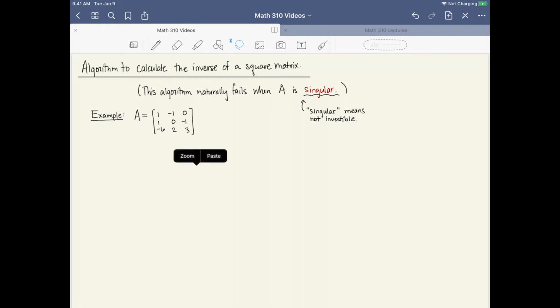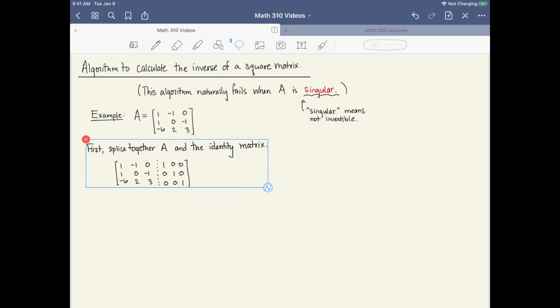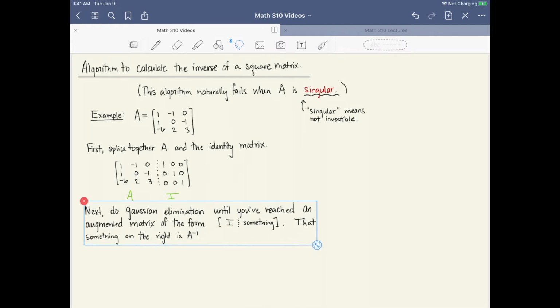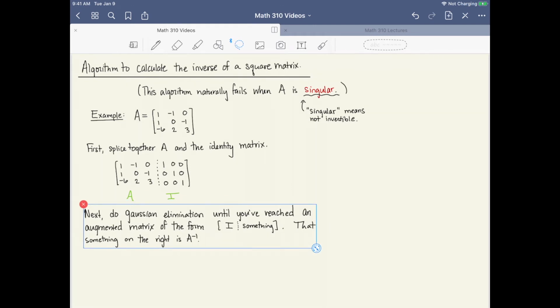And what I like to do is use a dashed line to keep the matrix A and the matrix I kind of separate. The next step that we do is actually many steps. And what we're going to do is Gaussian elimination until we have reached an augmented matrix of the form I, dotted line, something, I for identity matrix. And that something that appears on the right is going to turn out to be A inverse.